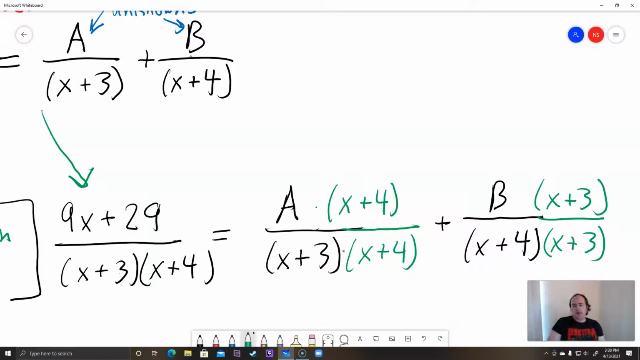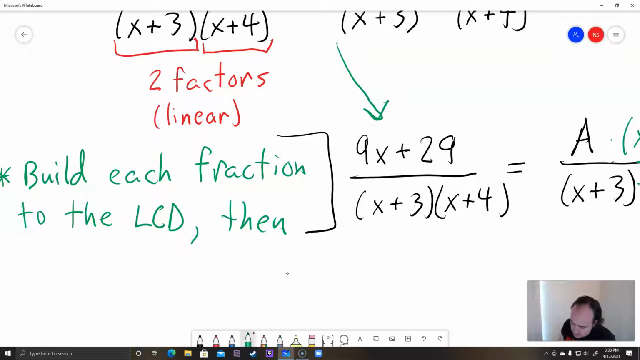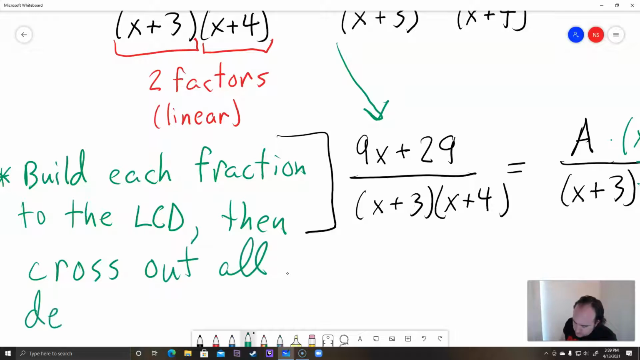Okay, and after you've built everything to the LCD, since they all have the same denominator, you can just multiply both sides by the LCD, which gets rid of all the fractions. So we built each fraction to the LCD, and then we cross out all denominators. Because all the denominators are the same, you can multiply both sides by that denominator.